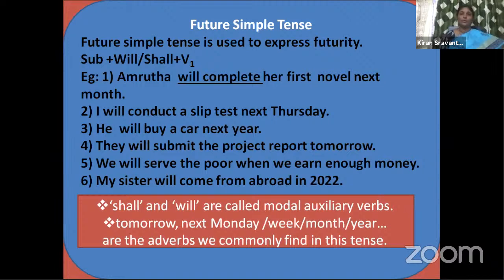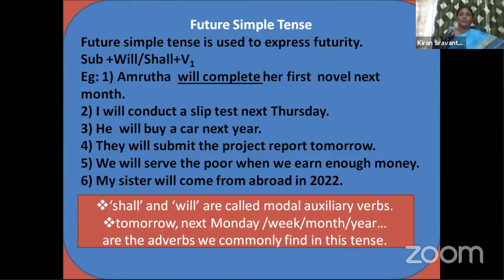Future simple tense is used to express futurity. What is going to happen in future? What are we going to do? Many a time when people ask us, what do you want to become? We say, I will become an advocate, or I will become an IAS. So we reply using future simple tense. The structure is as follows: subject plus will or shall followed by V1.